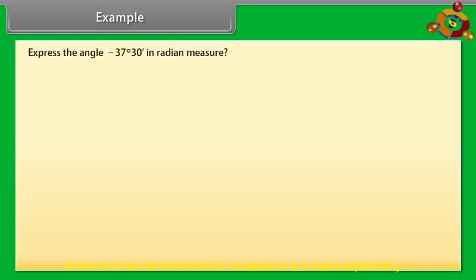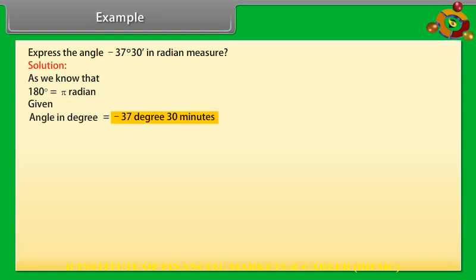Example. Express the angle minus 37 degree 30 minutes in radian measure. Solution. As we know that 180 degree is equal to pi radian. Given angle in degree is minus 37 degree 30 minutes, equal to minus of 37 plus 30 by 60, equal to minus of 37 plus 0.5, equal to minus 37.5.